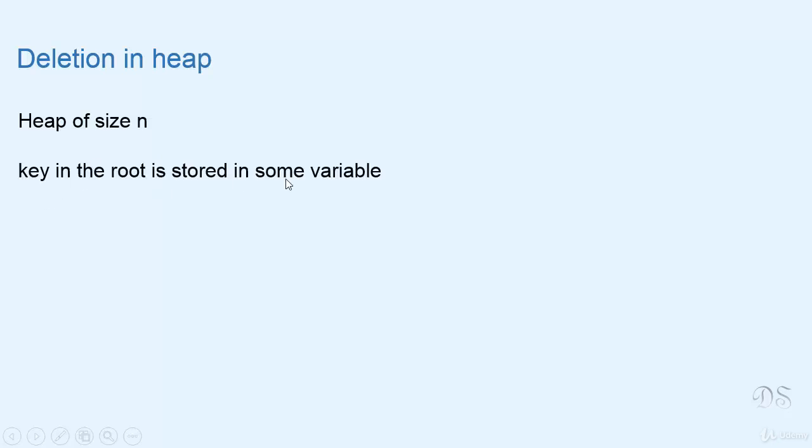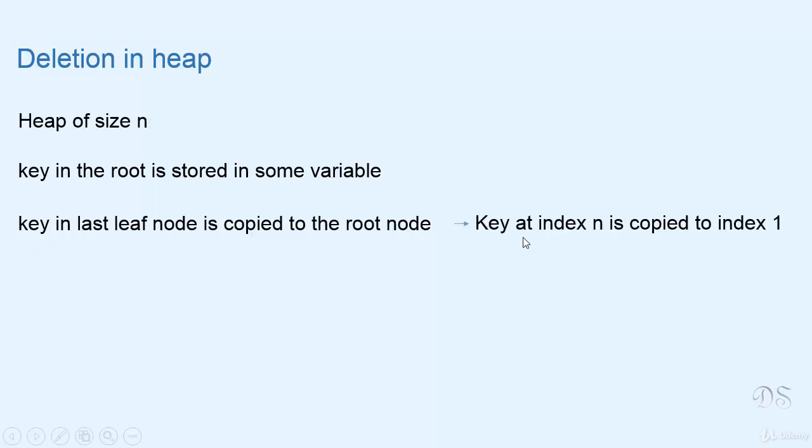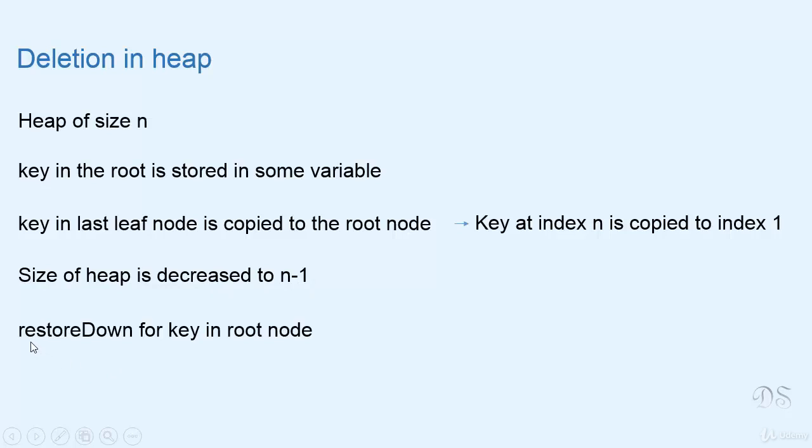So first the key in the root node is stored in some variable, and then the key in the last leaf node is copied to the root node. That is, key at index n is copied to index 1 because the root is stored at index 1 and the last leaf node is stored at index n. After this, the size of heap is decreased to n minus 1, and then we call restore down procedure for key in the root node because this key might violate the heap order property now.